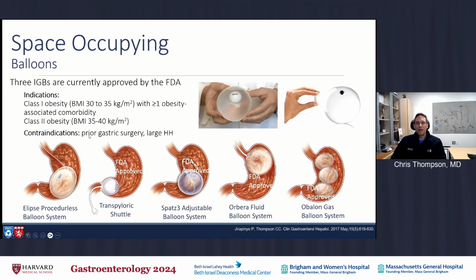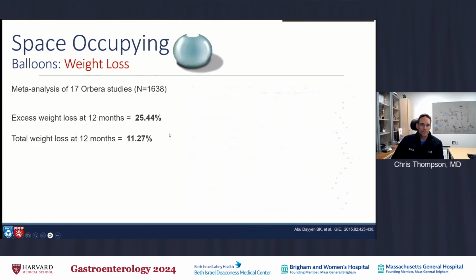The main thing to keep in mind here is the contraindications, because balloons can kill people, and they do, right? They cause gastric perforations, which are horrific. The way to avoid that is don't put this in someone with a history of prior gastric surgery. Anything, even a Nissen fundoplication, you cannot use a balloon. And a very large hernia as well is very dangerous. So as long as you avoid these things, they're very, very safe. But in someone with prior surgery, you do run the risk of hurting them substantially. So you've got to be careful with patient selection.